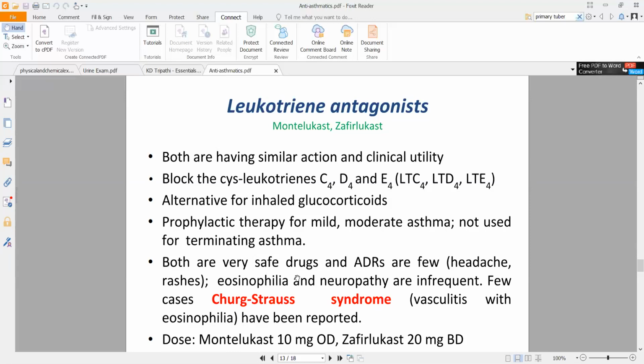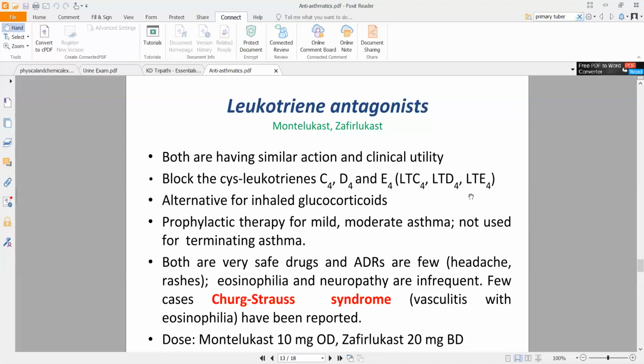So the specific leukotrienes that we'll be targeting through leukotriene antagonists, that is montelukast and zafirlukast, right? They will be leukotriene C4, D4, and E4. These are important subtypes. You'll also have B4, but C4, D4, E4 are primarily involved in asthma. Now, these are prophylactic therapy for mild and moderate types of asthma, but not for terminating asthma.